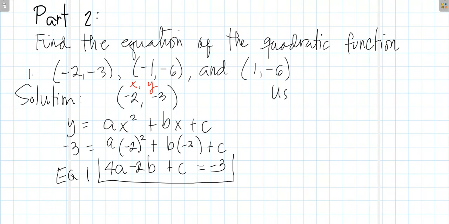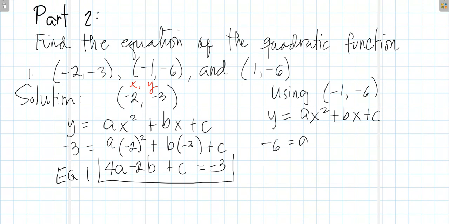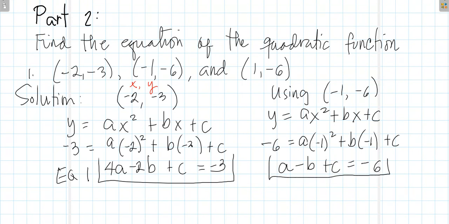Then using the point (-1, 6), y = ax squared + bx + c. We have 6 = a times (-1) squared + b times (-1) + c. So therefore, (-1) squared is positive. We have a - b + c = -6. So this is now your equation 2.